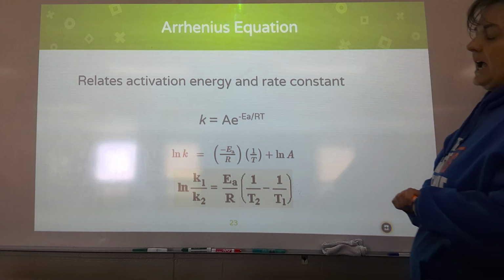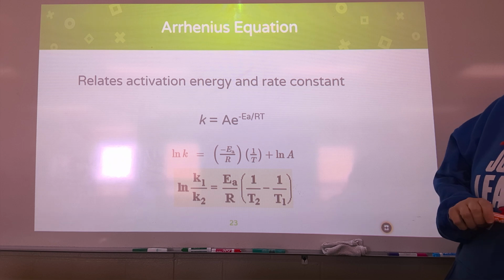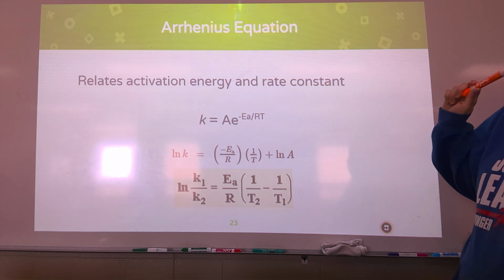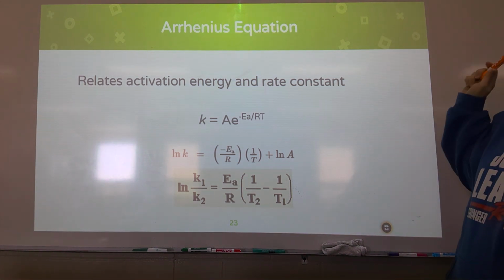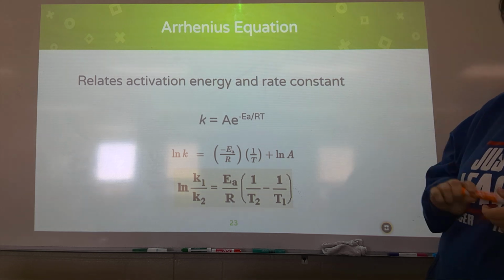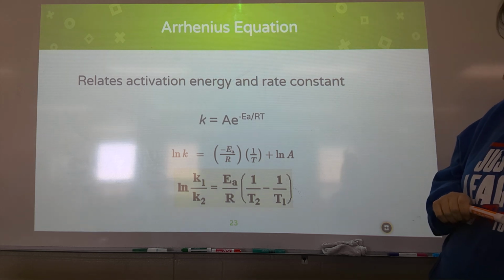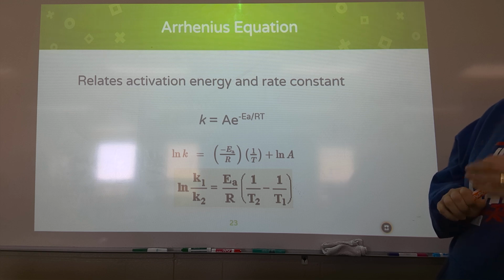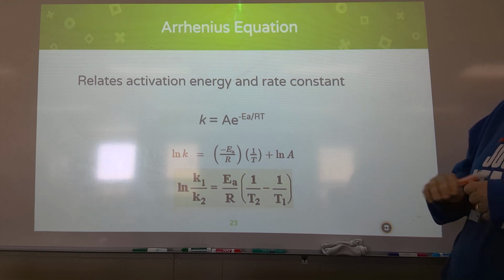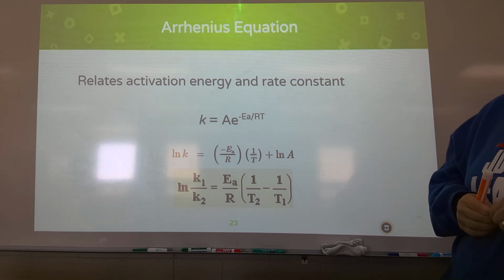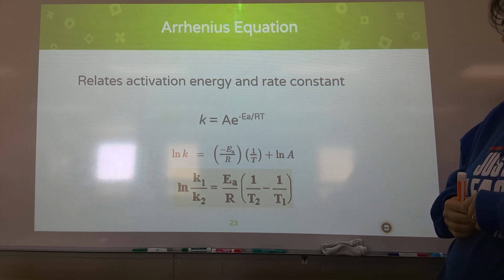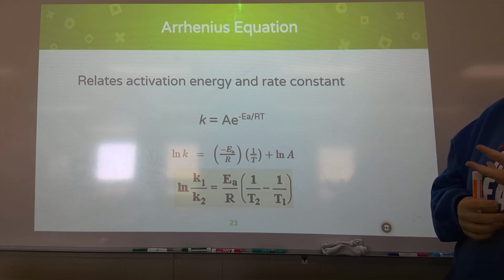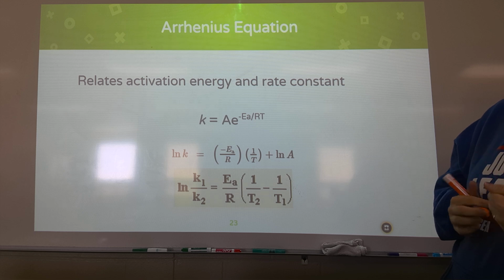We've got our rate constant is equal to A times e raised to the negative Ea, that's our activation energy, divided by RT, excuse me. So k, our rate constant, is equal to A, which is called a frequency factor, and it has to do with the number of collisions that are occurring.